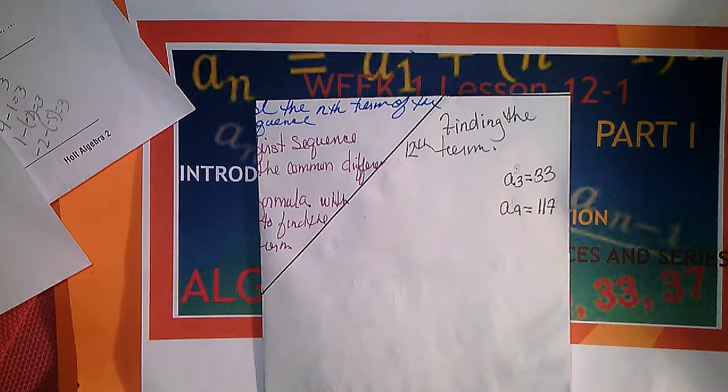Our direction says, if you know any two terms in an arithmetic sequence, you can find any other term in the sequence. So it says find the 12th term of the arithmetic sequence with a3 equals 33 and a9 equals 117. Our directions are: use the known terms and the formula for the nth term to find the common difference.